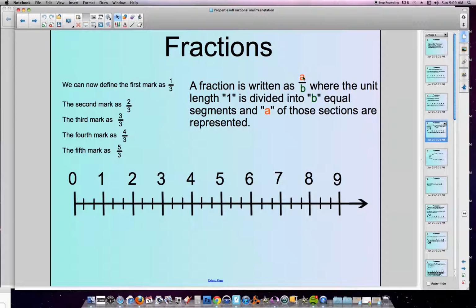Now our numerator tells us how many of those marks we're talking about. So if we say 1/3, we mean here. That's the distance of 1/3. If we say 2/3, then we're talking about 2 of them. So that distance, there's 1, there's 2. Just like with whole numbers, when we say 2, we're talking about 2 units of 1. With fractions, when we say 2/3, we're talking about 2 units that are each length of 1/3.